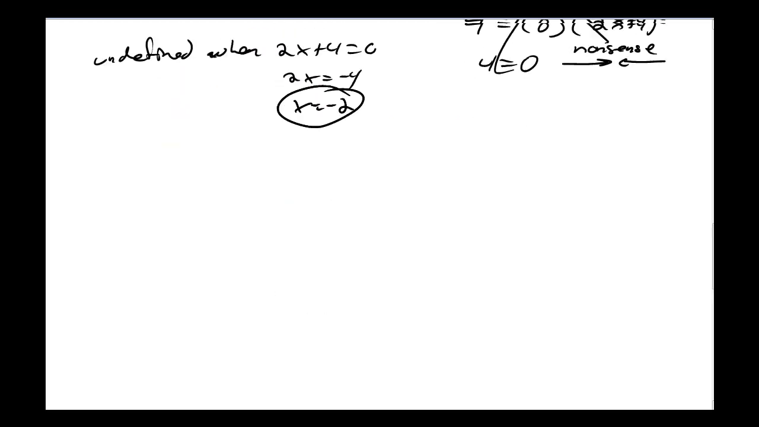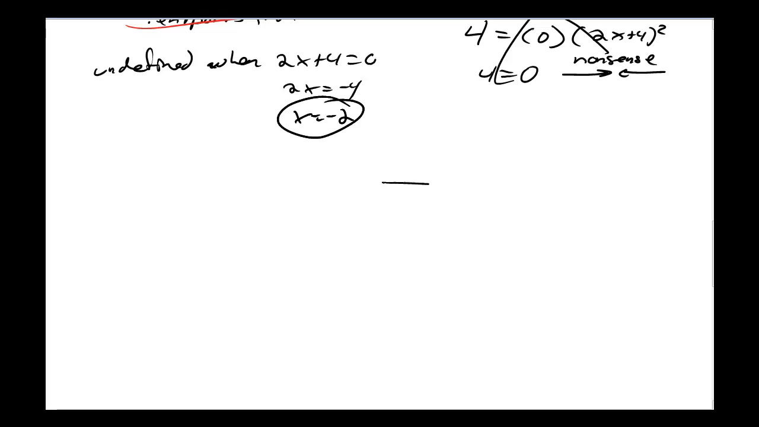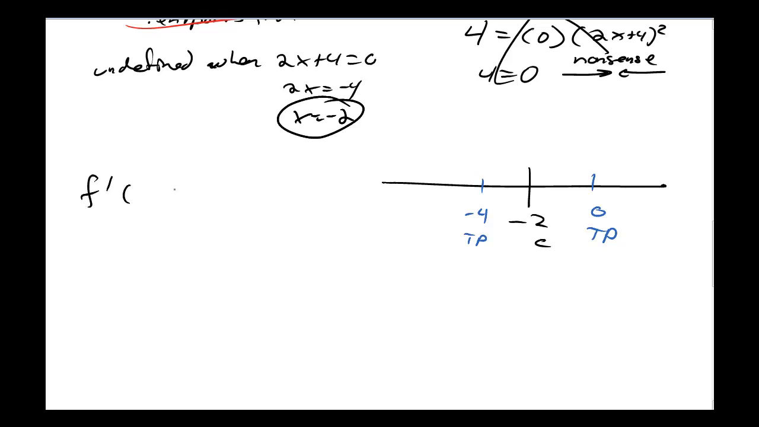This is my only critical number, and what I do with critical numbers is this. I make a number line, I write my critical number down, I then take a test point on either side of each critical number. Here I only have one. I think I like the points negative 4 and 0. I take these test points and I plug them back into the first derivative.